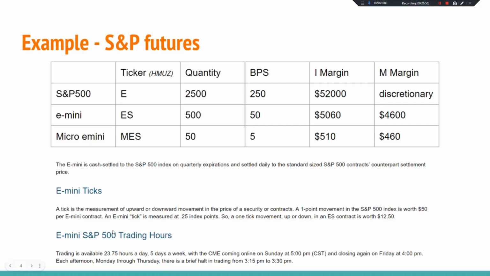So the trading hours, 23 and 3/4 hours a day, 5 days a week. It comes on at 5 p.m. CST. I'm trying to think what C means, Central Standard or something like that. And it closes on Friday at 4.